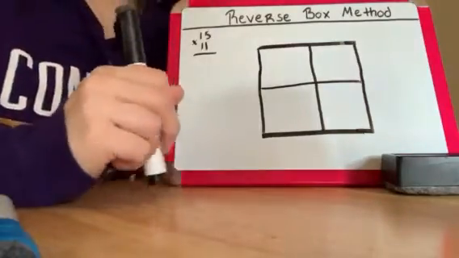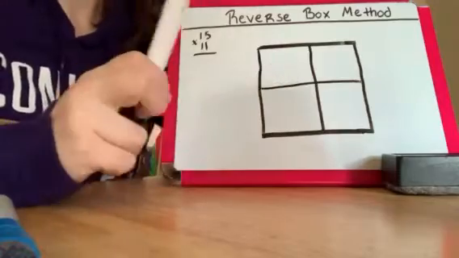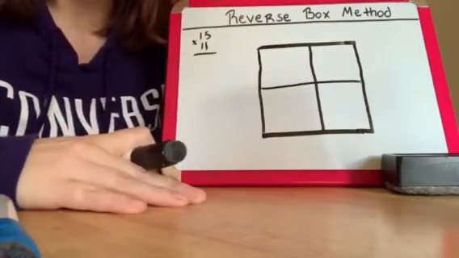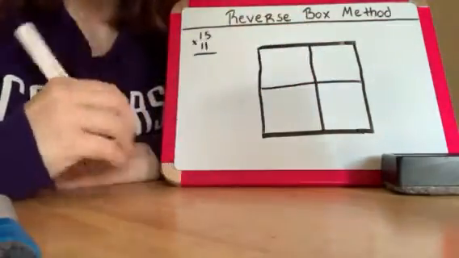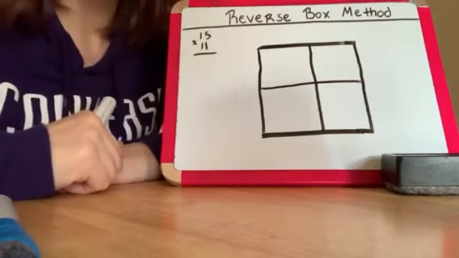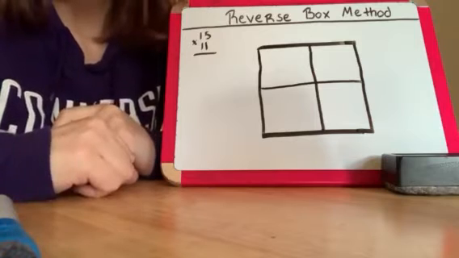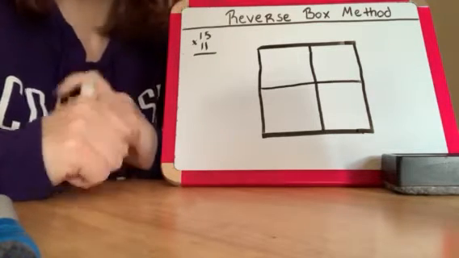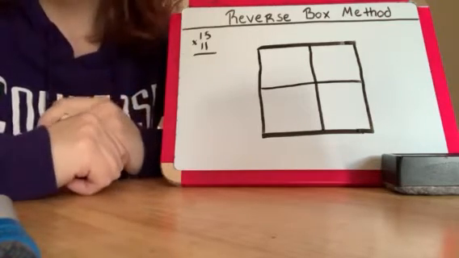Okay, the students are learning how to multiply two-digit numbers. So this is something new for them. And the first strategy that I'm teaching them is the reverse box method. I like to start with the reverse box method instead of the traditional box method because I believe it makes the correlation easier for parents to see, because it is very different than how we learn to do it in school, but it's also the same.